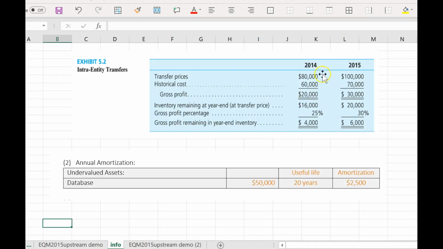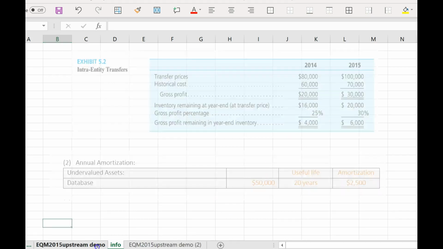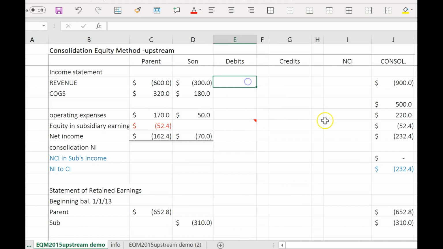In the information, you will see that in 2015, the subsidiary is selling to the parent. No, this is the upstream case. So the subsidiary sells $100,000 of goods to the parent, which cost the subsidiary $70,000. So the intra-entity transfer is basically the $100,000 showing here that we want to debit. So we are going to debit $100,000.